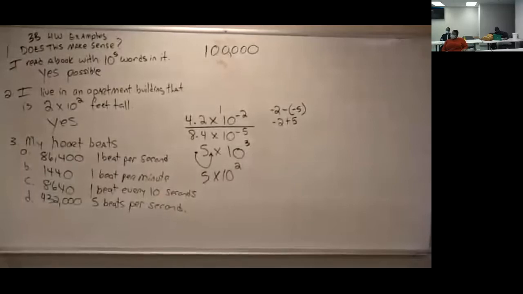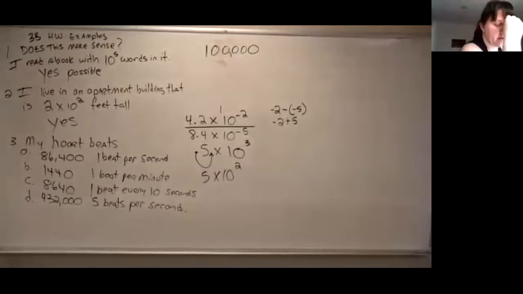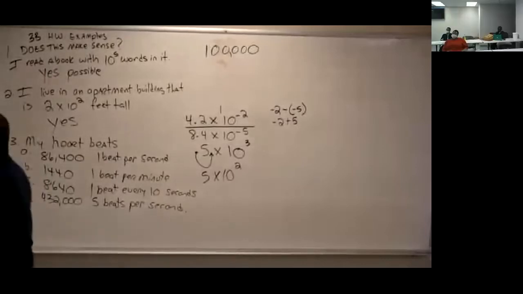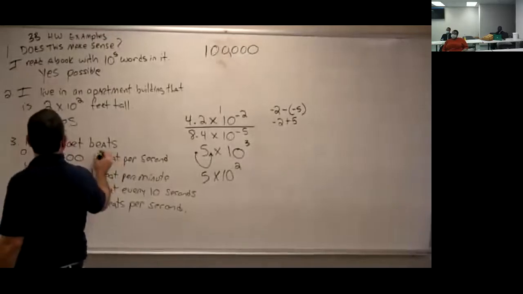Is it 5 beats per second? I doubt that would happen, right? That means your pulse rate would be 300 per minute. You ain't got that. We were talking about 90 per minute. But they went with this one right here, 1 beat a second.